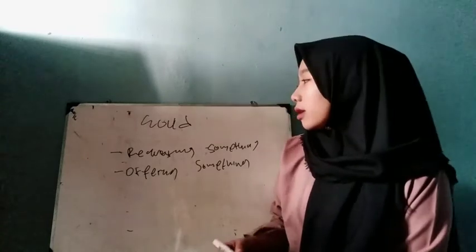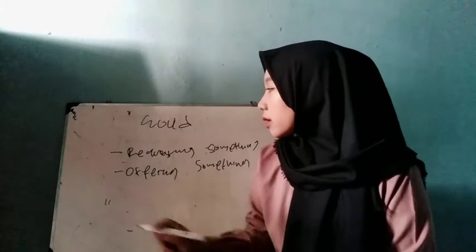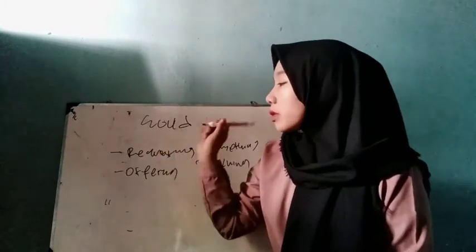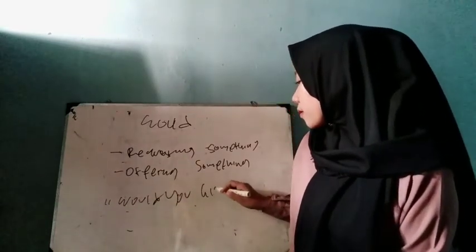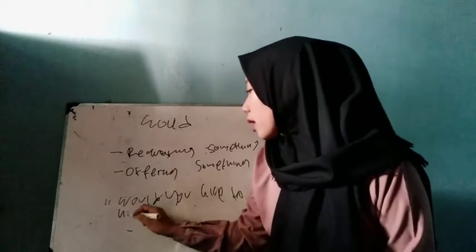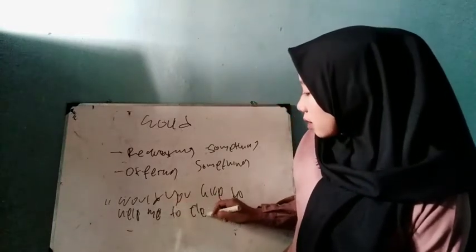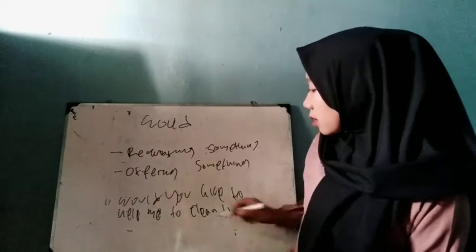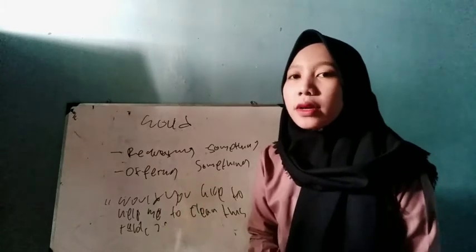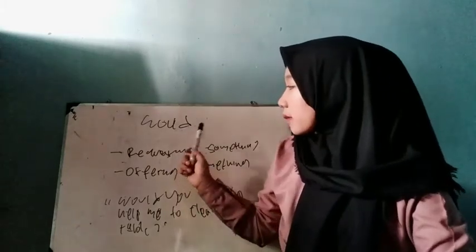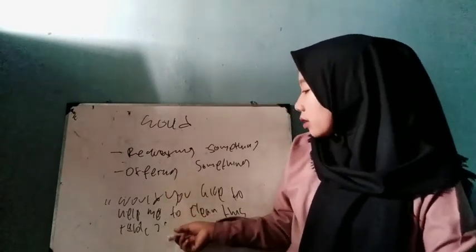So for each of the functions of would, first requesting something, we can make an expression to request something using would. For example, would you like to help me to clean this table? This is how you express your requesting something for someone using would. Would you like to help me to clean this table?